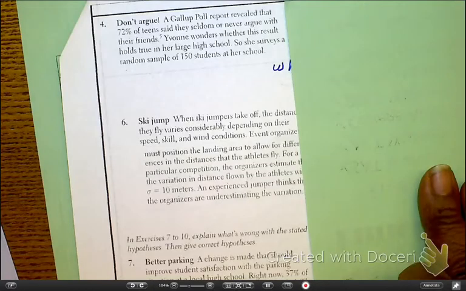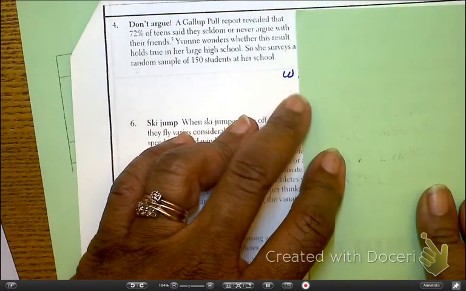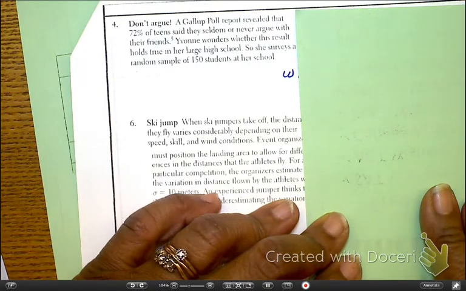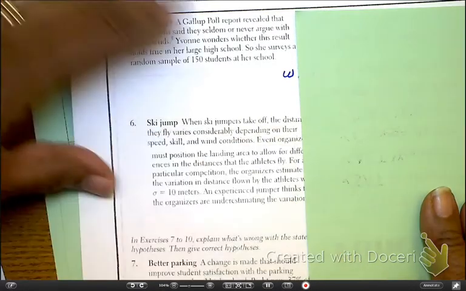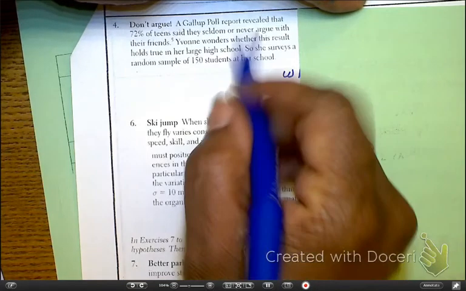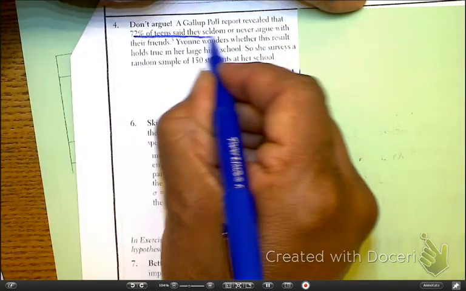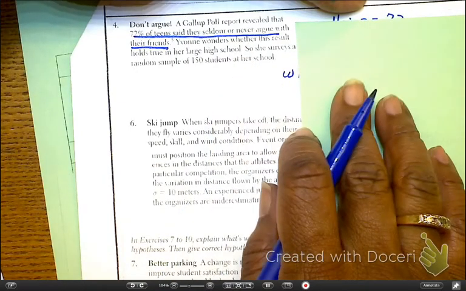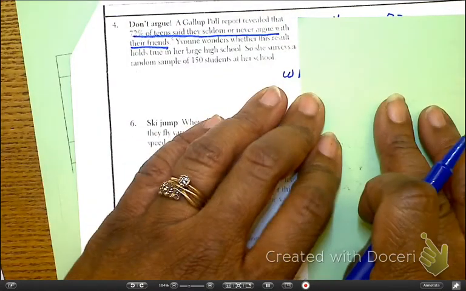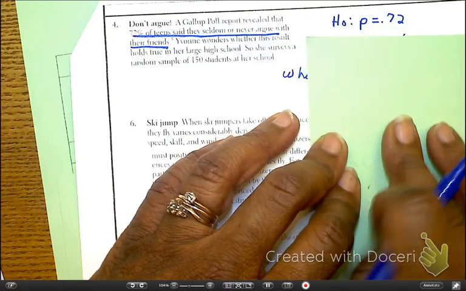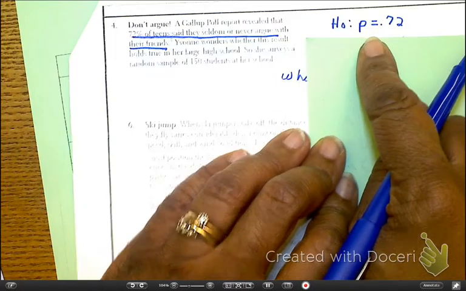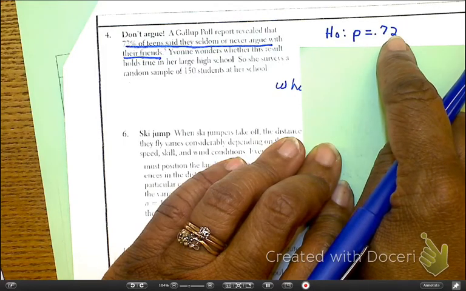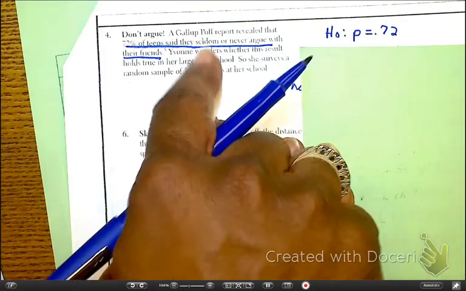Okay, so here we have a Gallup poll that reveals 72% of teens say they seldom or never argue with their friends. So we have this information right here. So Yvonne wonders if this is true. So our H0, which is our null hypothesis, is that the proportion is going to equal 72%. That is our H0, because that is the national poll.